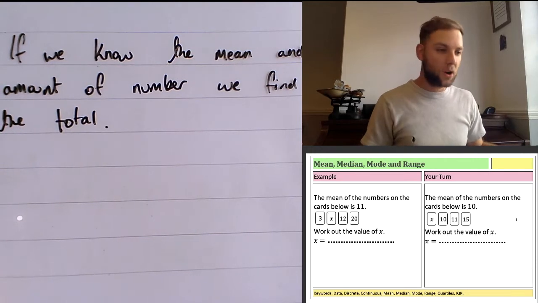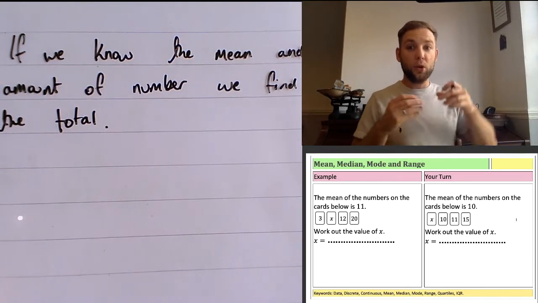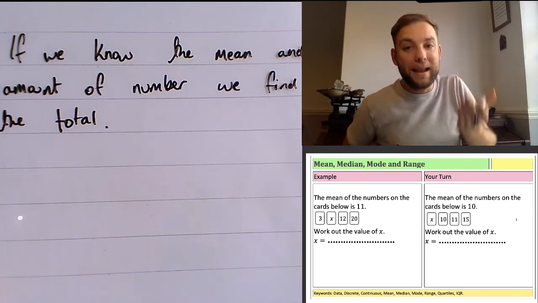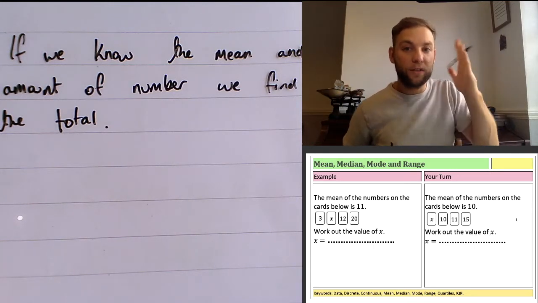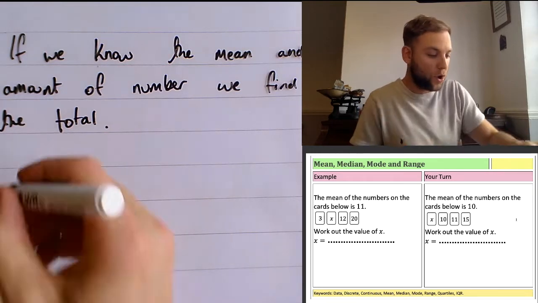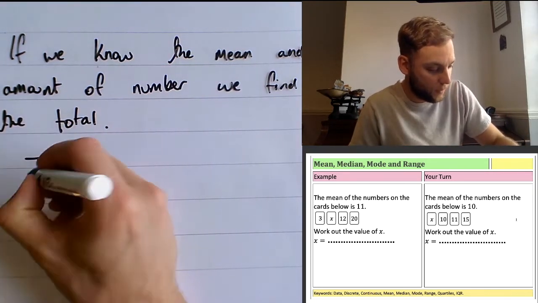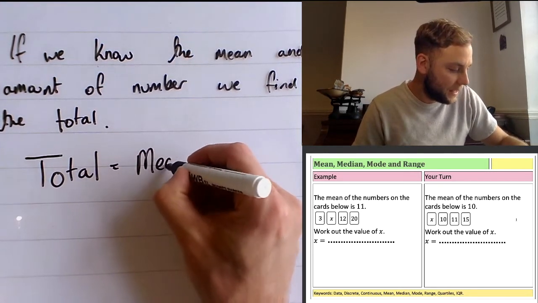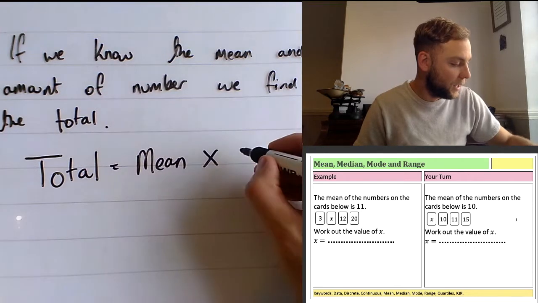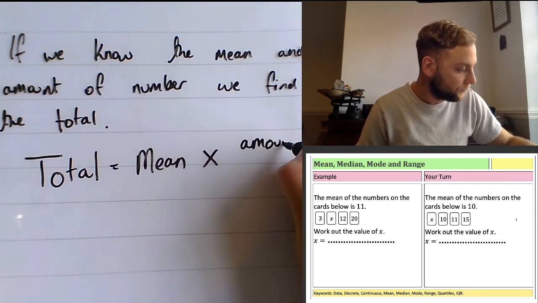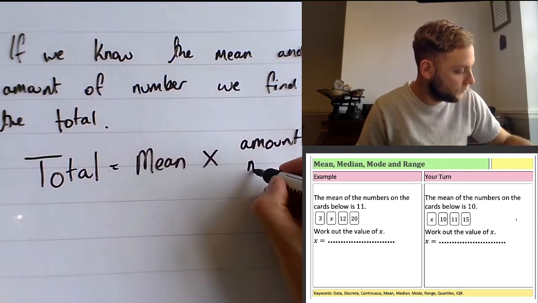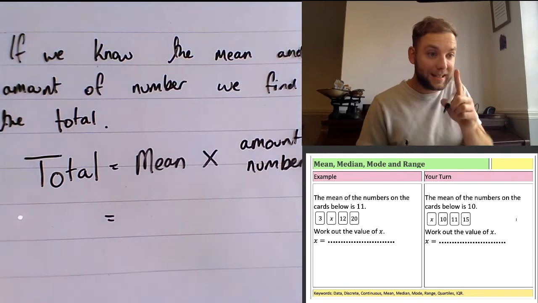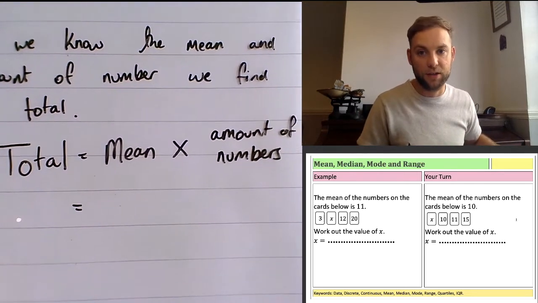Okay, so to find the total, usually you'd add the numbers together and divide by the amount there are. But if we know that the mean is 11, that means on average each one of these cards is 11. So to work out the total, now this is the important bit, the total is equal to your mean times by your amount of numbers. Your mean times by your amount of numbers.